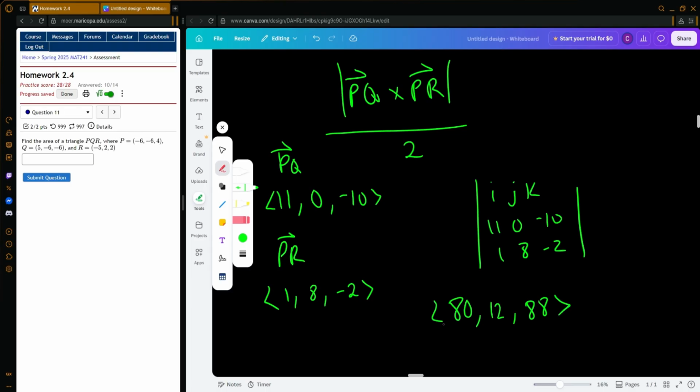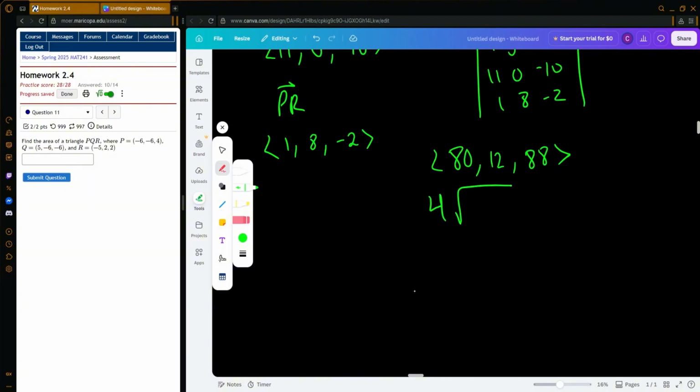Okay, so let's find the magnitude of this, and we'll cut it in half. So 80 squared plus 12 squared plus 88 squared. Okay, so I get 14,...930, so if we cut it in half, we get 2 times the square root of that.